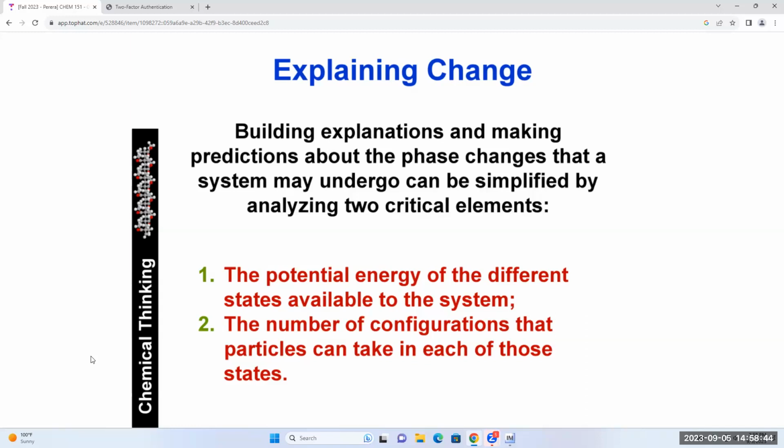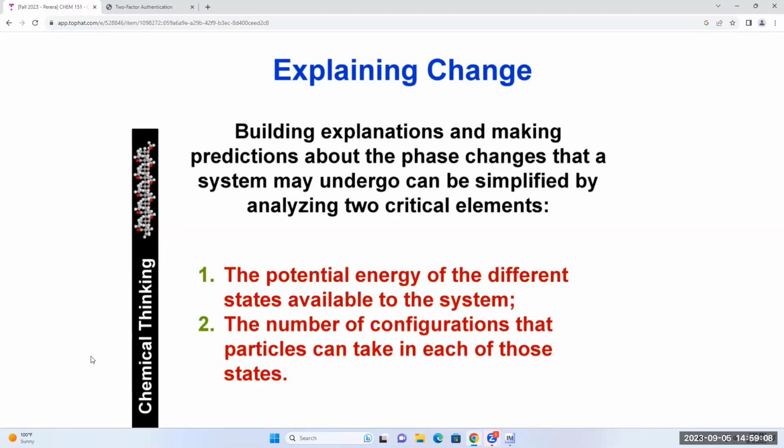Right now, we understand potential energy. We talked about it, and it's about the strength of interactions between the particles. The stronger the attractive interactions between the particles, the lower the potential energy. That's the mantra we wrote in red in our notes. It should be written clearly in your notes. And now, the number of configurations.